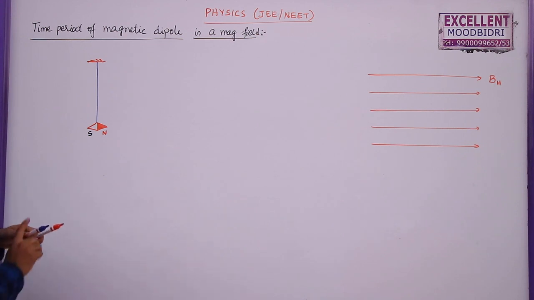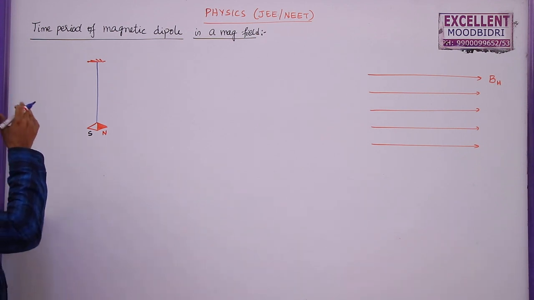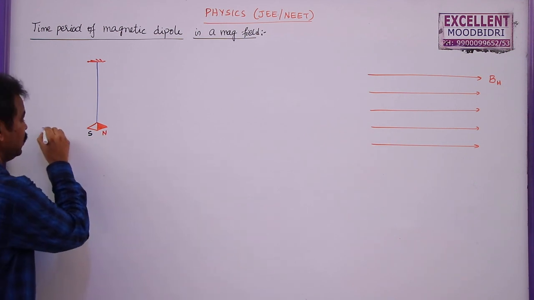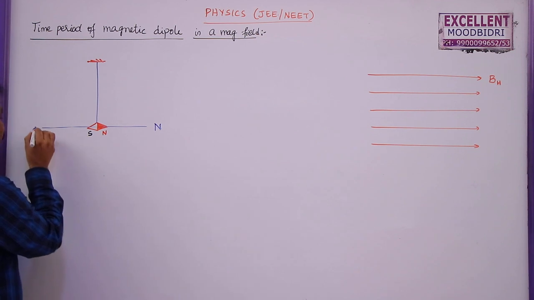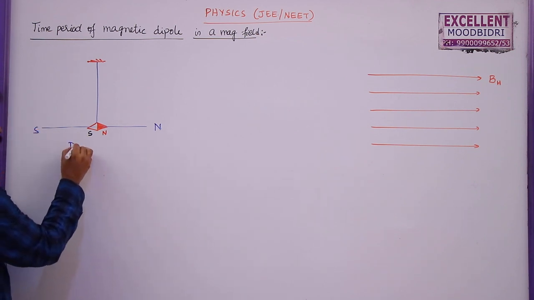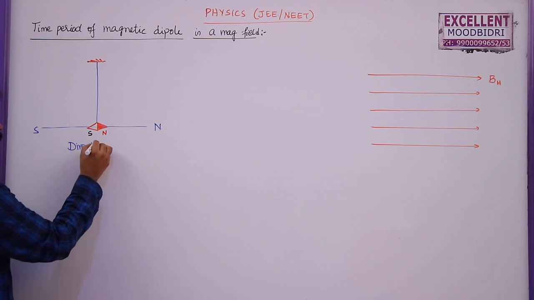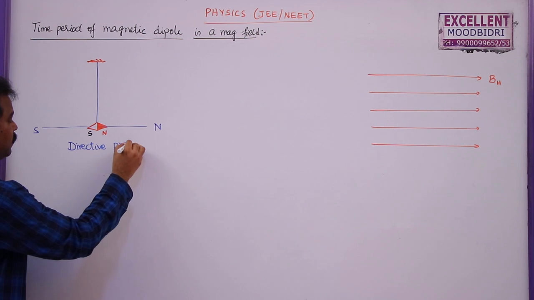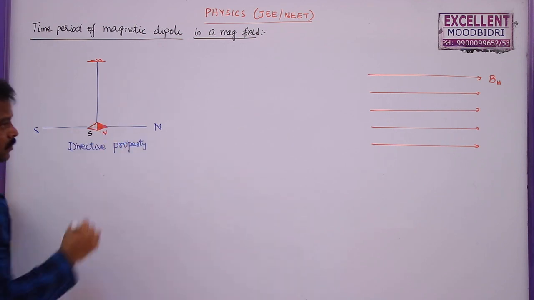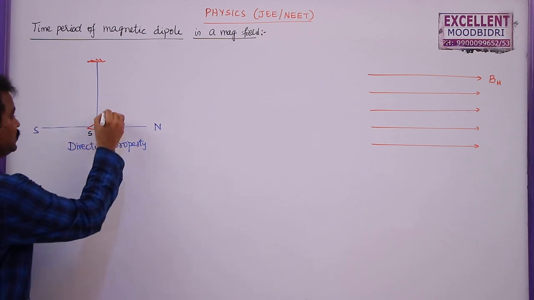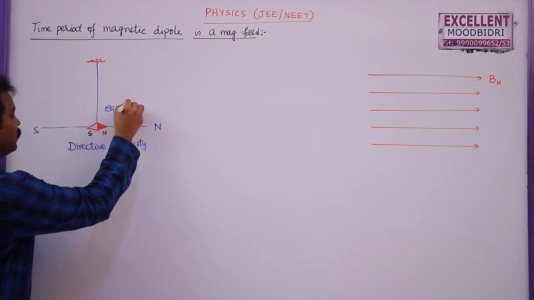Now, if it is suspended in the Earth's magnetic field, generally it will oscillate for some time and finally come to rest in the north-south direction of our Earth. This is called the directive property of a magnet. It was discovered by the Chinese. Let us say in this position, when it comes to rest, we call it the equilibrium position.